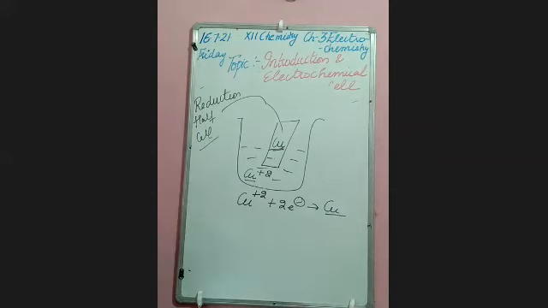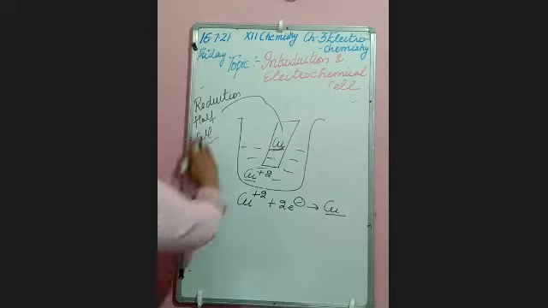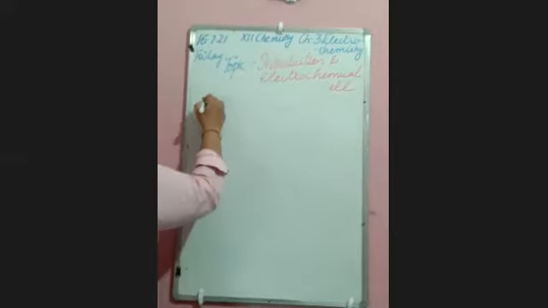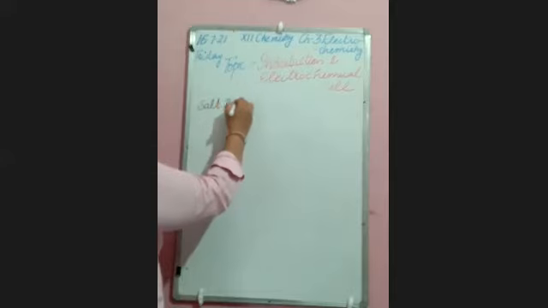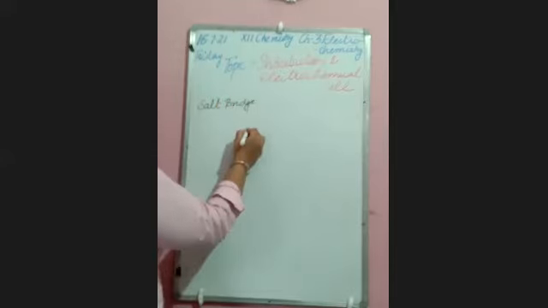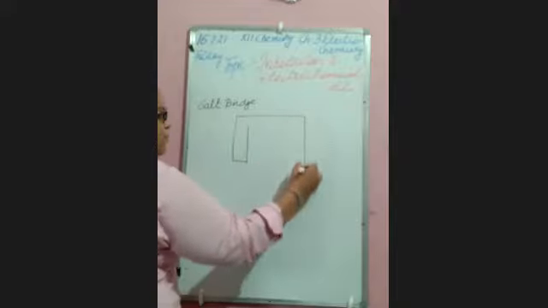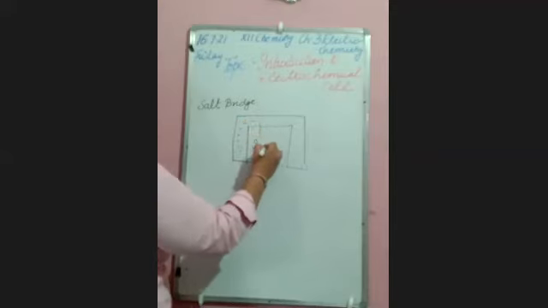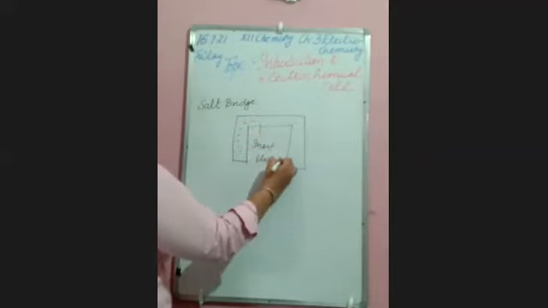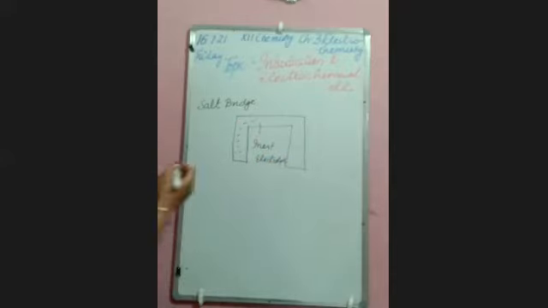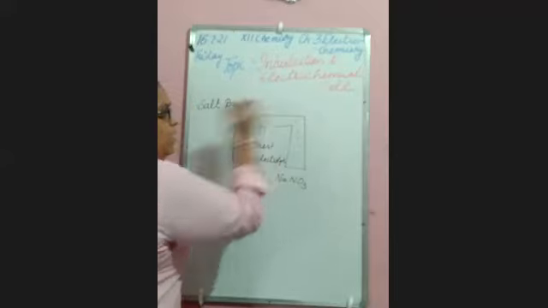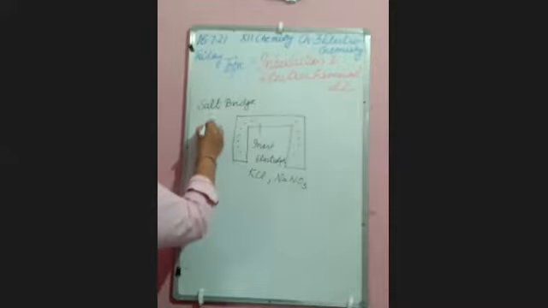Now, one more thing you should remember, the salt bridge. The third component of this cell is the salt bridge. A salt bridge is a U-shaped tube which contains an inert electrolyte. Inert means not reactive, like KCl or NaNO3, and it connects the two half cells to each other.